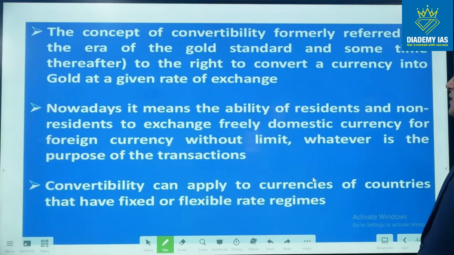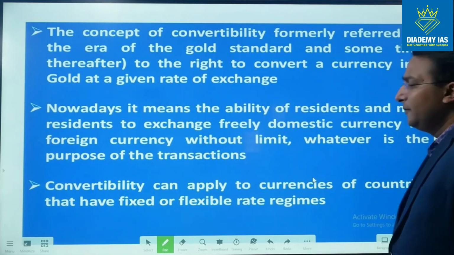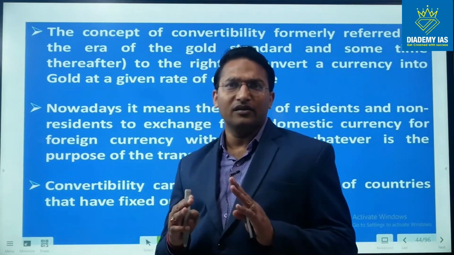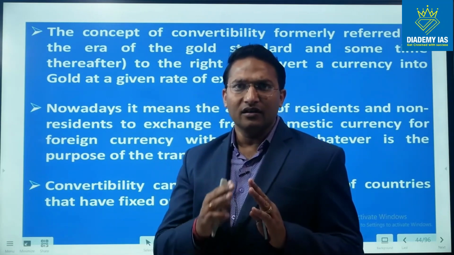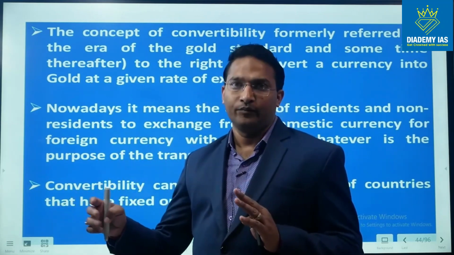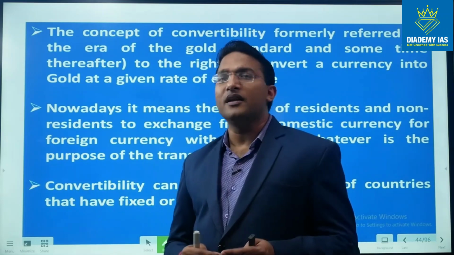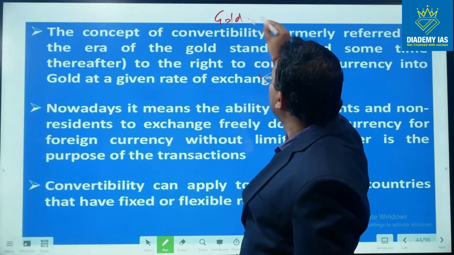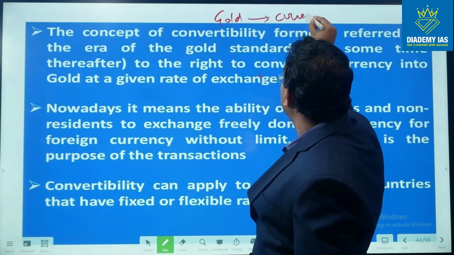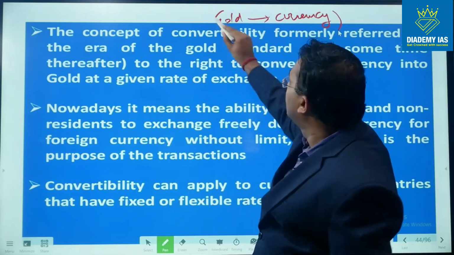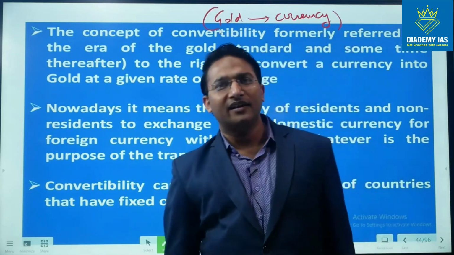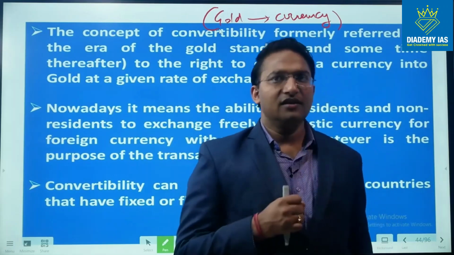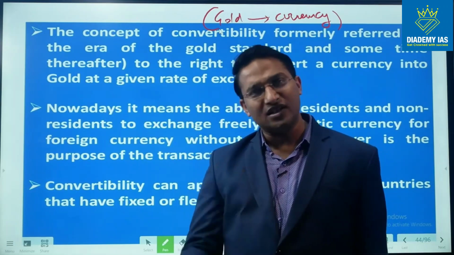The concept of convertibility, as of now, basically means the convertibility between the domestic currency and the foreign currency. Earlier, this convertibility meant the convertibility of gold into currency. When we had gold as the backup, anyone could go to the government, give the currency and get the gold, or vice versa.